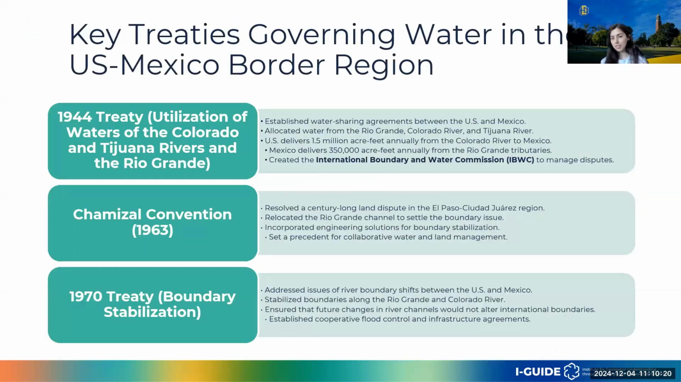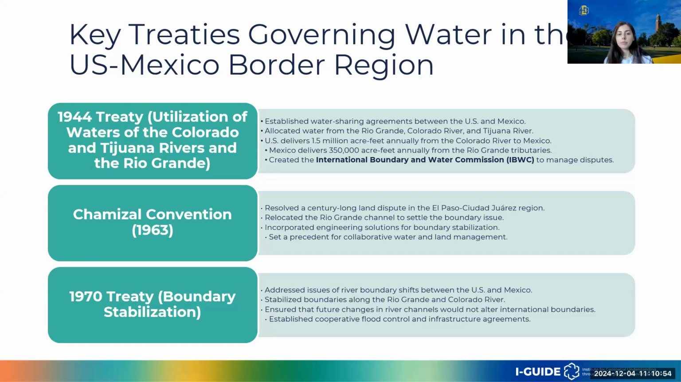Because of this transboundary water, the US and Mexico came up with a few treaties to share the water based on a few features. In 1944, they established the first treaty between the US and Mexico. Based on this treaty, the water was shared through the Rio Grande River between the US and Mexico.